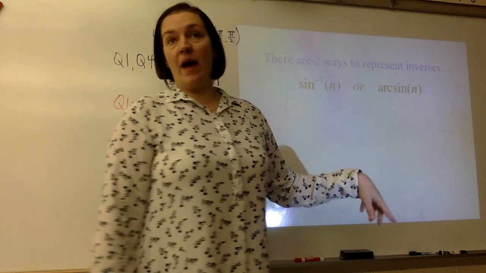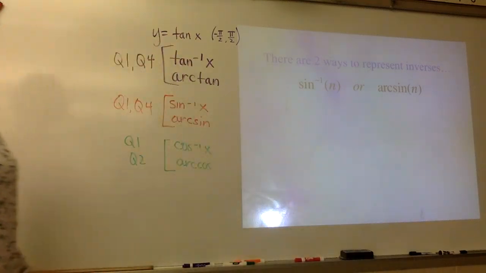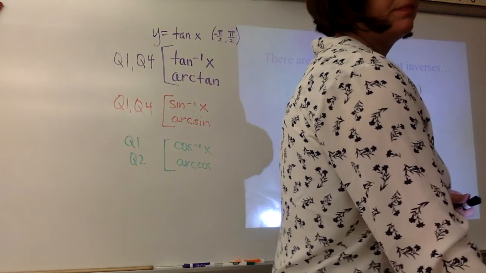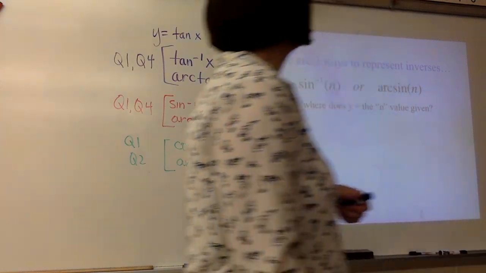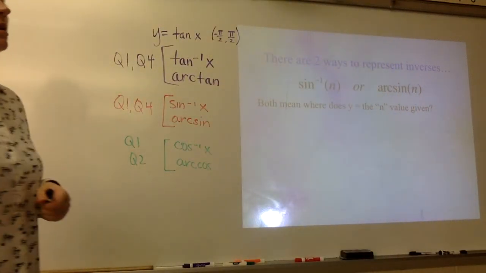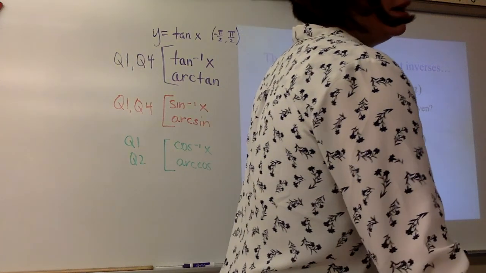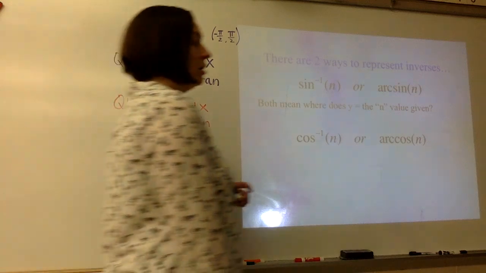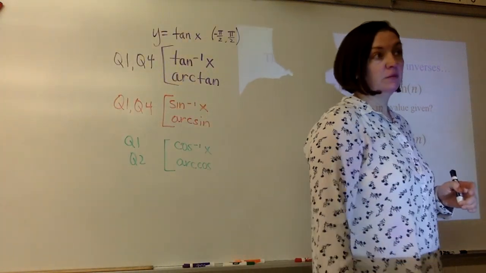Arcsine is the older way. There's not really a difference in the two of them. They're just different types of notation for the same concept. Okay. So, if we move down here, cosine inverse of n, or arc cosine n, we are solving for a radian value.